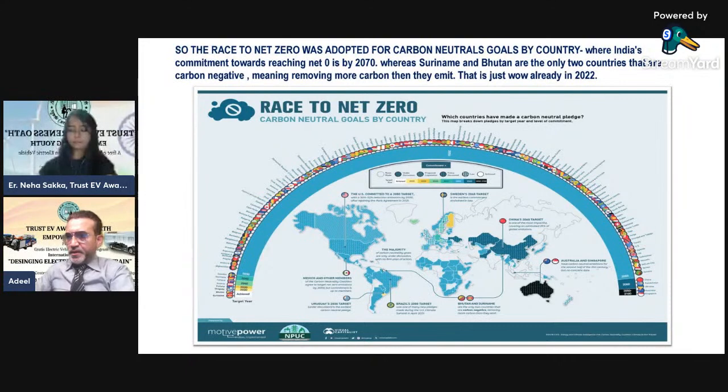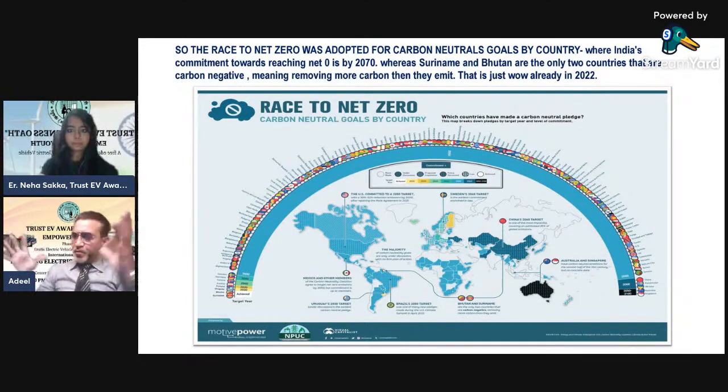Okay. So again, the race to net zero was adopted for carbon neutral goals by country, whereas India's commitment towards reaching net zero is by 2070. The only two countries in the world that are carbon negative are Suriname and Bhutan, meaning they remove more carbon than they emit. This is just wow. Already in 2022, these are the two countries we have that are carbon negative.